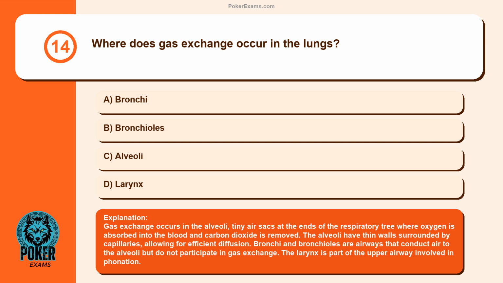Gas exchange occurs in the alveoli, tiny air sacs at the ends of the respiratory tree where oxygen is absorbed into the blood and carbon dioxide is removed. The alveoli have thin walls surrounded by capillaries, allowing for efficient diffusion. Bronchi and bronchioles are airways that conduct air to the alveoli but do not participate in gas exchange. The larynx is part of the upper airway involved in phonation.